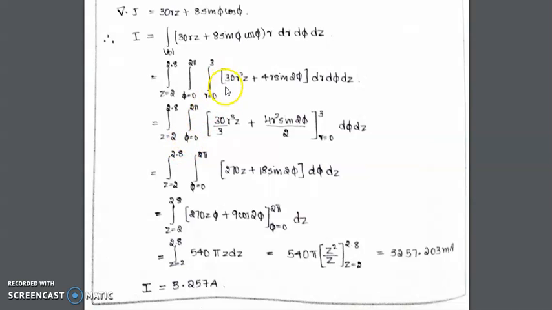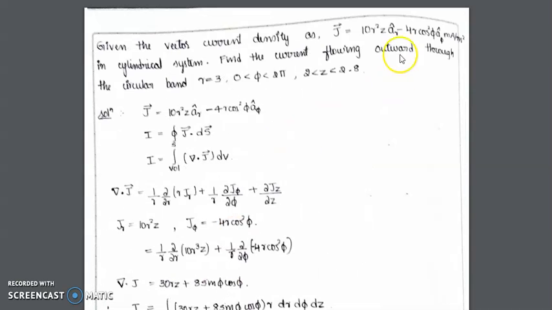If you integrate with respect to R, you will get 30R cube Z by 3 plus 4R square sin 2 phi by 2. Apply the limits, then again integrate with respect to phi and apply the limits from 0 to 2 pi. You will get this, and again integrate with respect to Z. You will get 540 pi into Z square by 2, with Z from 2 to 2.8. After substituting that, you will get 3.257 amps as the outward flow of current from the cylindrical surface for the current density J is equal to 10R square Z AR cap minus 4R cos square phi A phi.